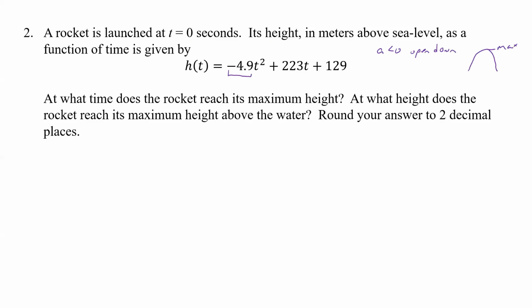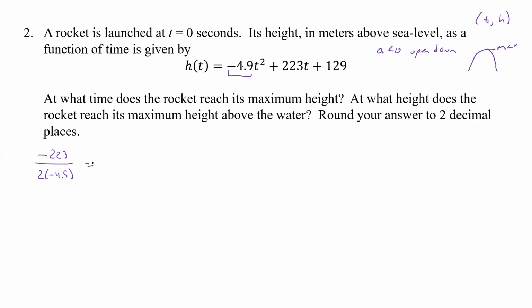So what it is, a rocket is launched at t equals 0 seconds. Its height in meters above sea level as a function of time is given by this function. And at what time does the rocket reach its maximum height? Well, remember, time is x, and then the height is y. And then at what height does it reach its max value? Round your decimals to 2 places. All right, so first we have to find the vertex. So minus b, which is minus 223, over 2 times a, which is negative 4.9.